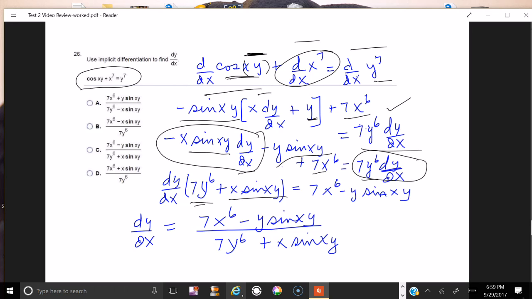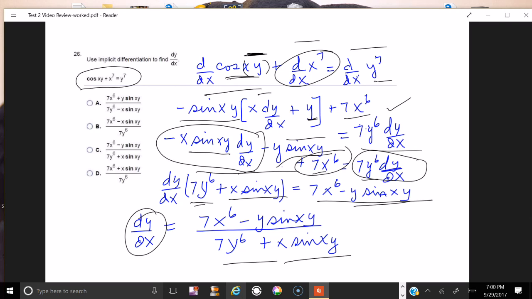equals 7x to the 6 minus y sine of xy. So now dy/dx is just this divided by this, which is 7x to the 6 minus y sine of xy divided by 7y to the 6 plus x sine of xy. And that is C.